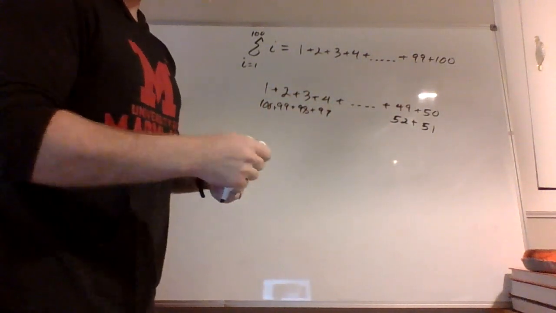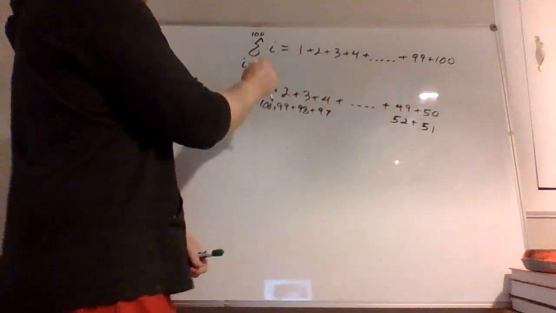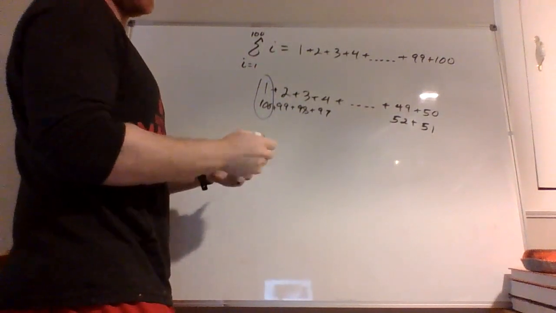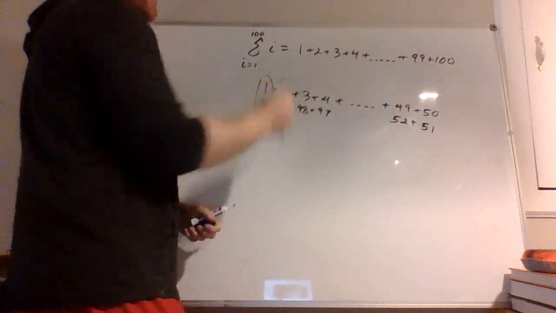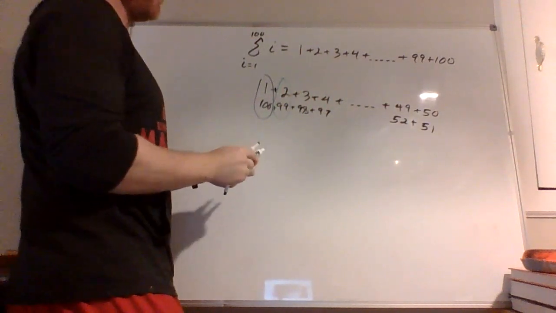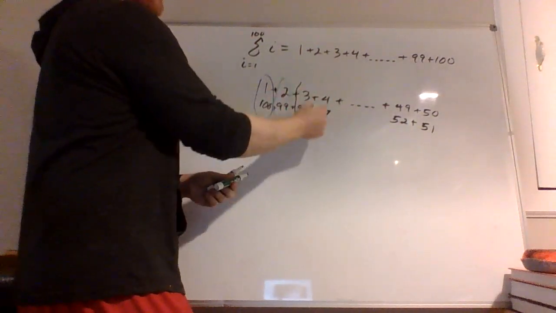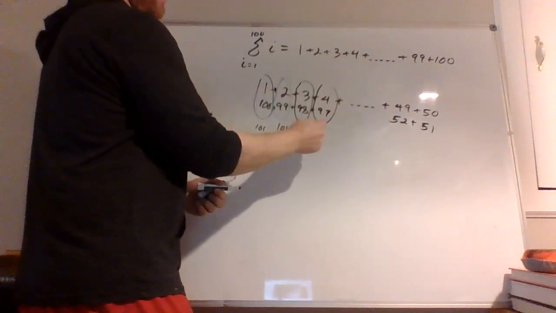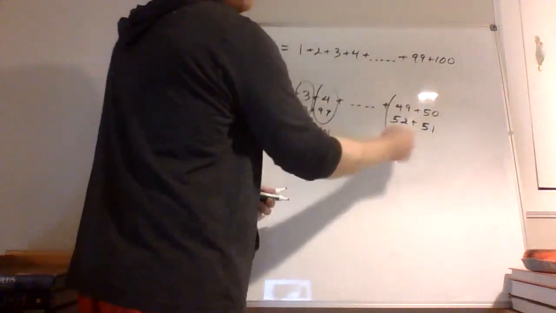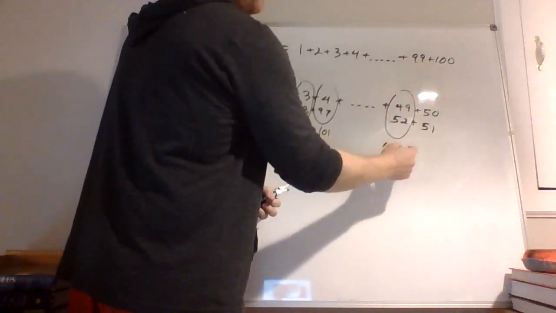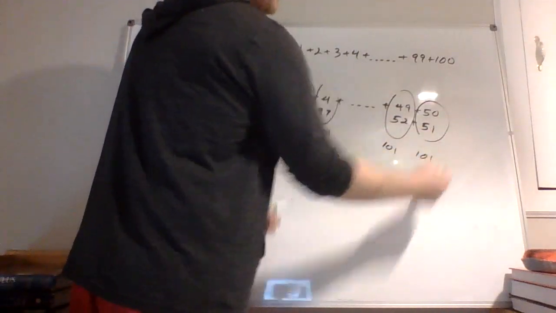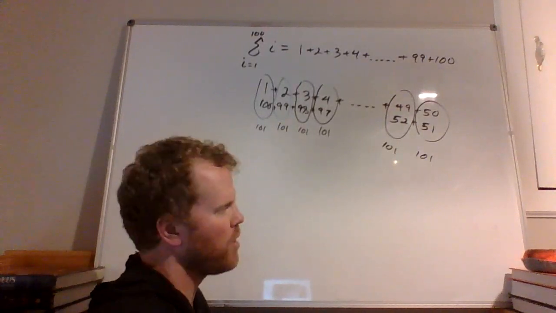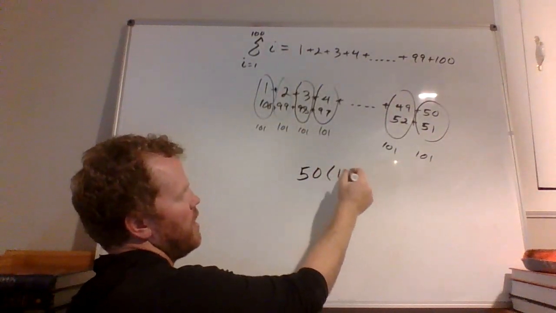that if you pair them in this weird snaking fashion, the first number 1 and the last number 100 makes 101. The second number 2 and the second to last number 99 makes also 101. The third number and the third to last make 101. 52 and 49 make 101. 50 and 51 make 101. If you group them in this snaking fashion, you can see that we're going to wind up with 50 pairs of 101.